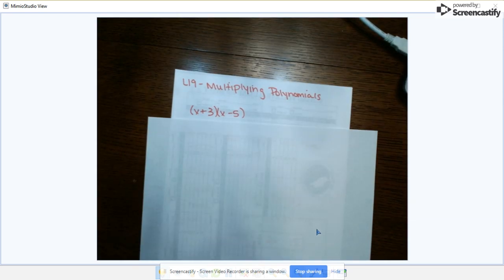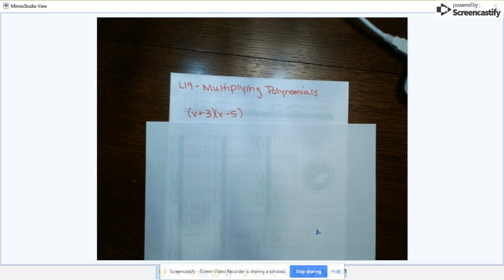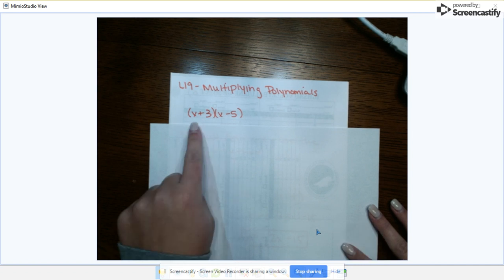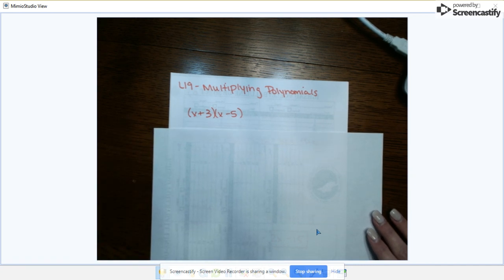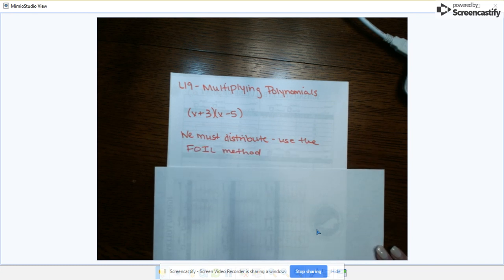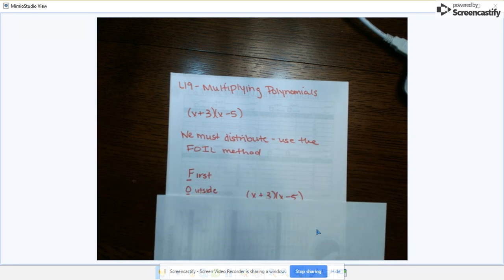All right, we are going to multiply polynomials today. So here are some polynomials that we're going to practice multiplying. We need to distribute each term from each parentheses to the other parentheses. So there's a pattern that we can do, and it's called foiling. So you might be familiar with it.